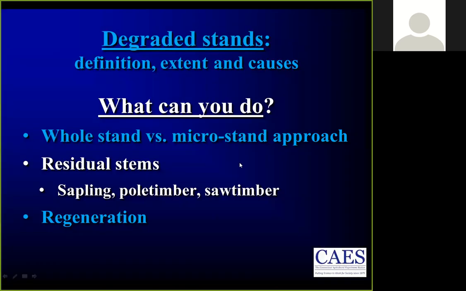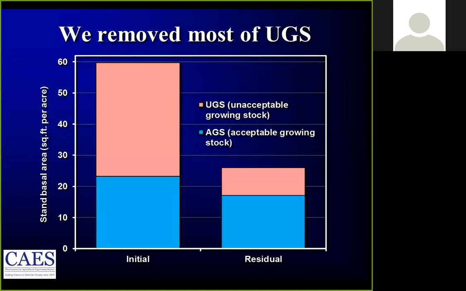So what can you do? We talked a little bit about the micro stand approach with the residual stems. One of the things when we went through and did this cutting, we found we were able to remove most of the unacceptable growing stock. So we converted these stands from stands dominated by unacceptable growing stock, or UGS, to stands dominated by acceptable growing stock.